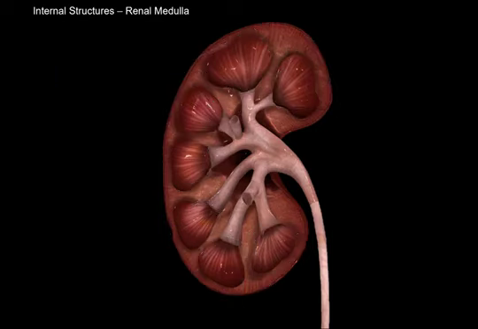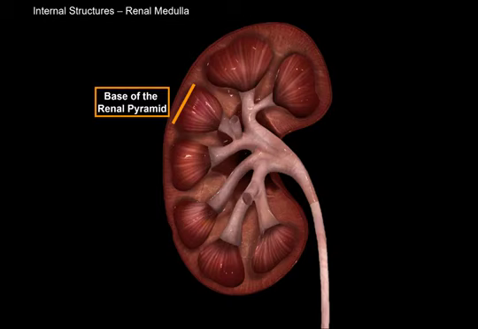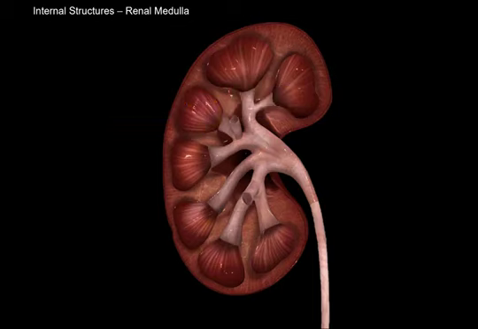Now the renal pyramid is called a pyramid because of its shape. There's going to be a base which is directed towards the cortex, and on the other side there's going to be the apex of the renal pyramid. And these apices, the apex of the renal pyramids, will fuse together to form the renal papilla. And I'll show you this in a little more detail when we go through the nephron.